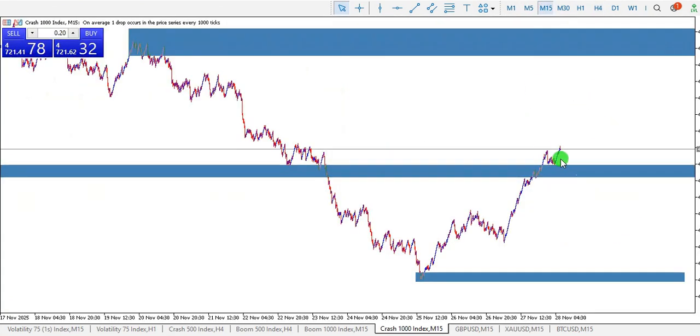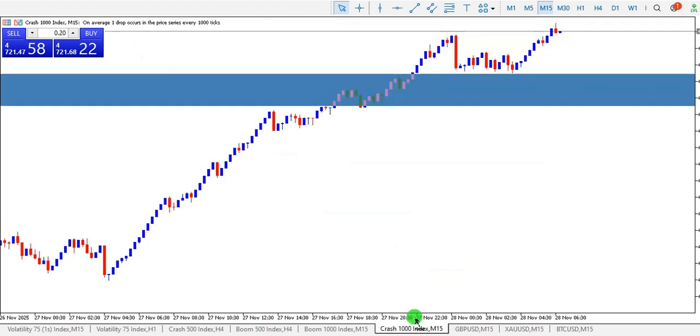So here is my entry after this breakout, then this retest, with the market unable to break below this. I entered the market when the market closed above this. So let me zoom in so you can see clearly. After this candle, somewhere around this is where I entered the market. My stop loss was placed somewhere around here, that's below this candle rejection.